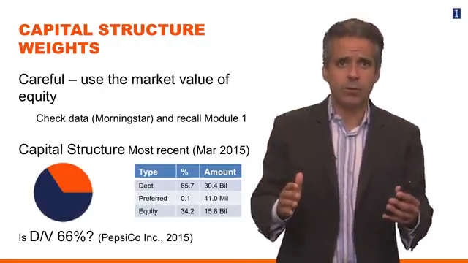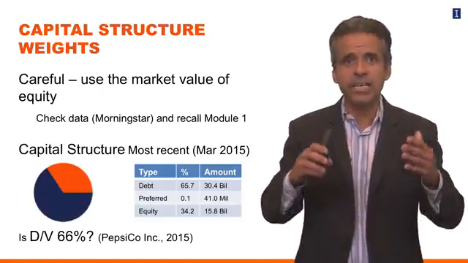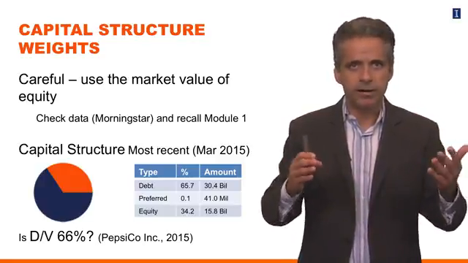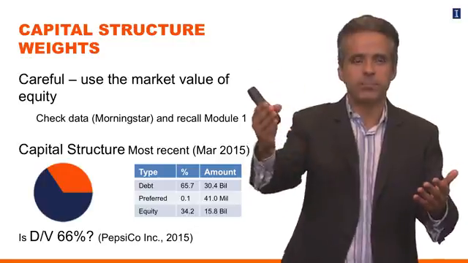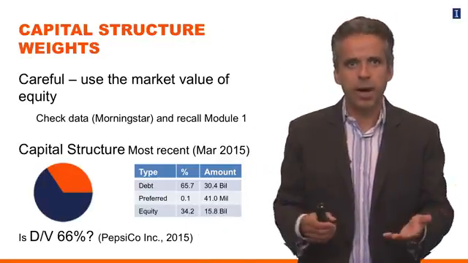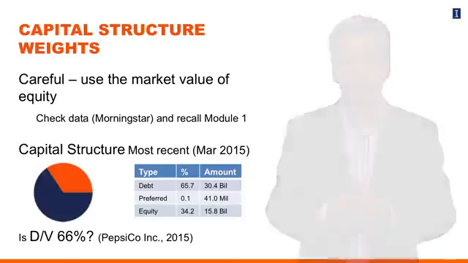The book value of equity is a poor proxy for the value of the equity because it ignores the future. Most of the value of the equity for a healthy company like PepsiCo is going to be in the future, and the book value completely ignores that. So that's a problem, and the way we fix this problem is by using the market value.